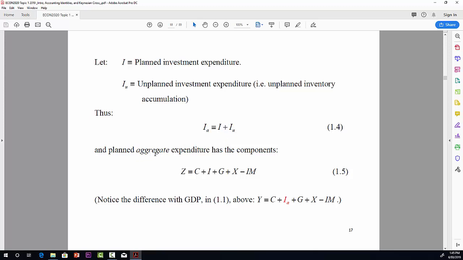Now, planned aggregate expenditure has these components. So again, we're using this Z for planned aggregate expenditure. It's consumption expenditure and planned investment expenditure, government expenditure, exports minus imports. So let's just contrast this with GDP in the national accounts above, equation 1.1. We saw that Y is equal to C plus I_A plus G plus X. So the difference between these two is really the I's. In this case, planned investment expenditure, and in this case, actual investment expenditure.